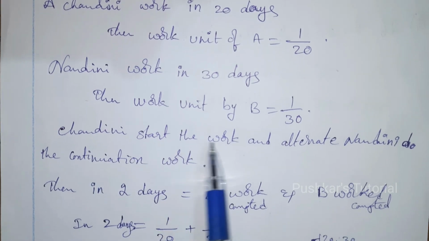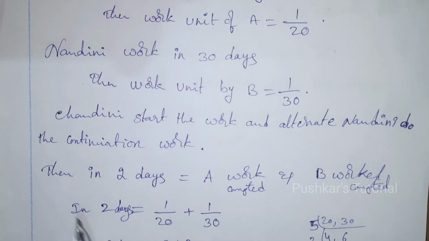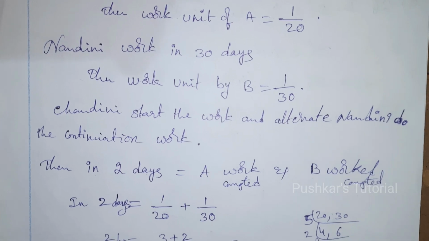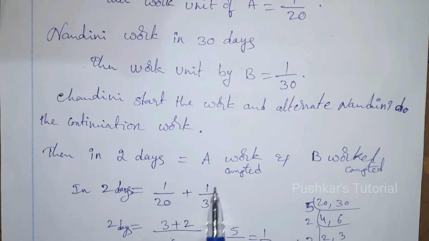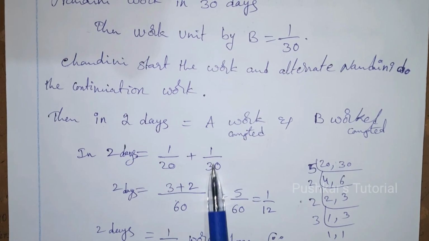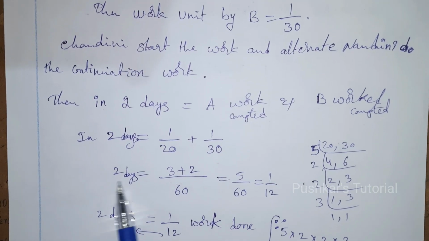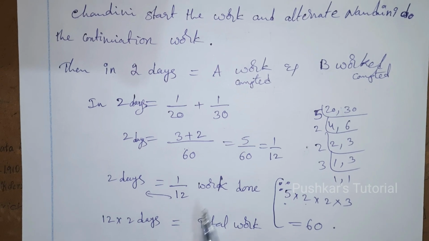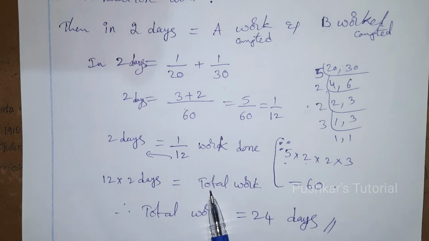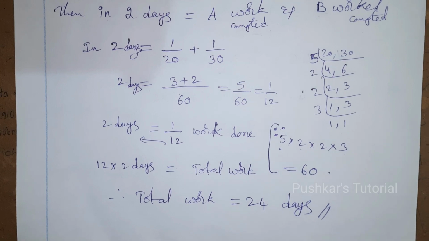So Chandini starts the work and then alternately Nandini continues the work. Then in 2 days A's work is done and then B's work is completed. So in 2 days, 1 by 20 plus 1 by 30. The LCM of 20 and 30 is 60. So here 3 times, here 2 times. So 5 by 60, which is 1 by 12. So 2 days is equal to 1 by 12 of the work done in total. So 12 twos are 24. Therefore the total number of days is 24 days.